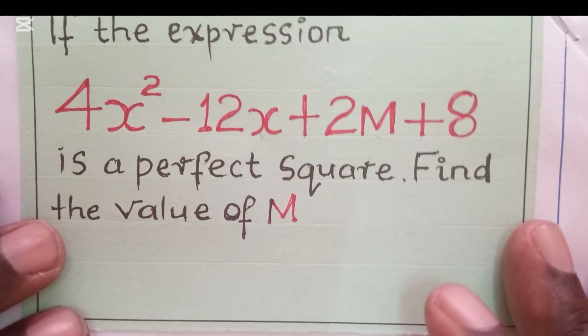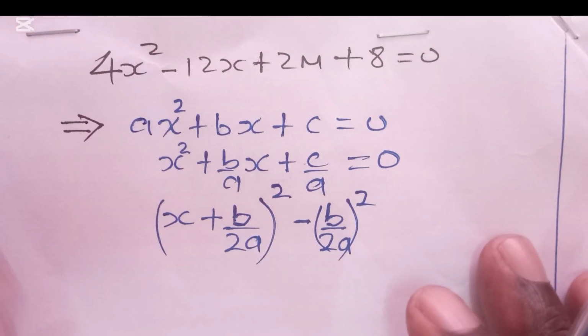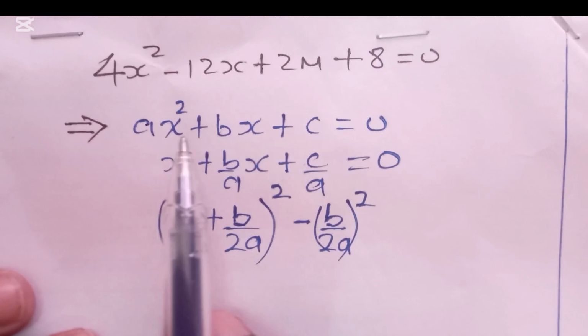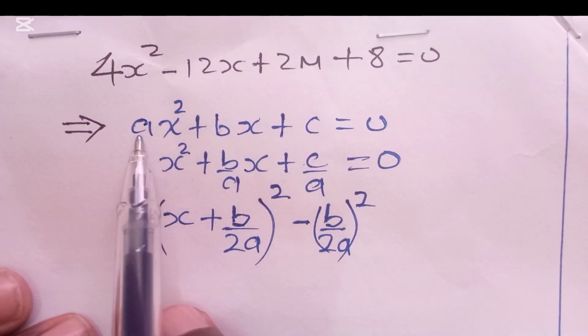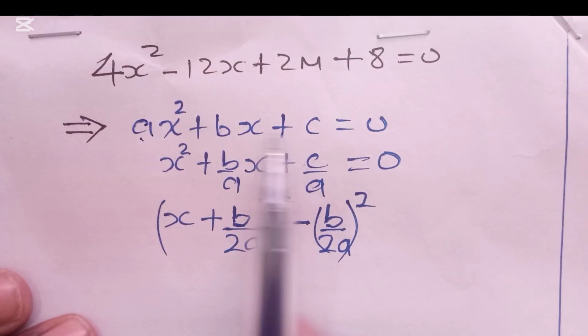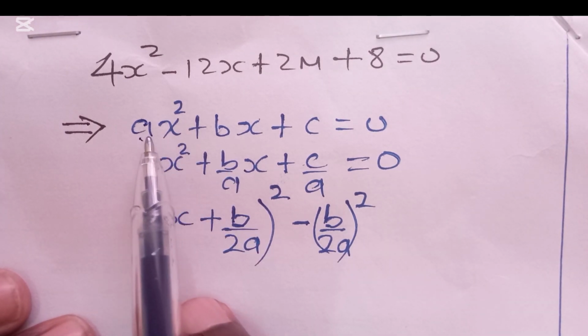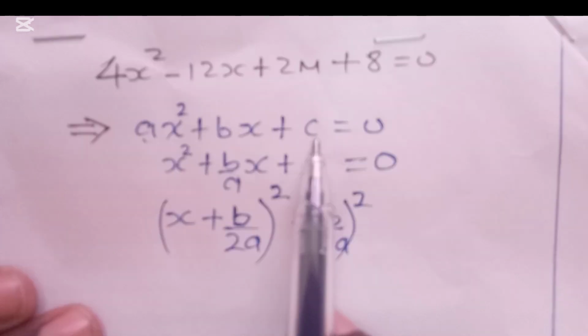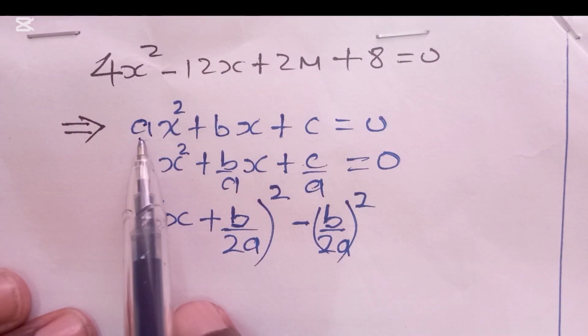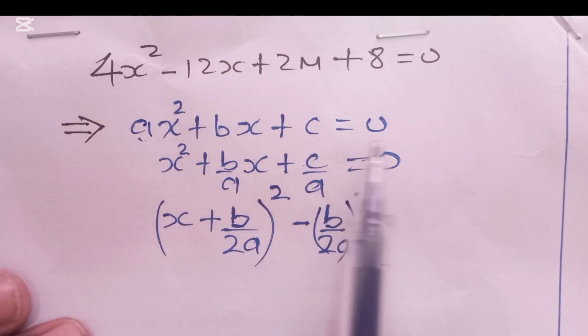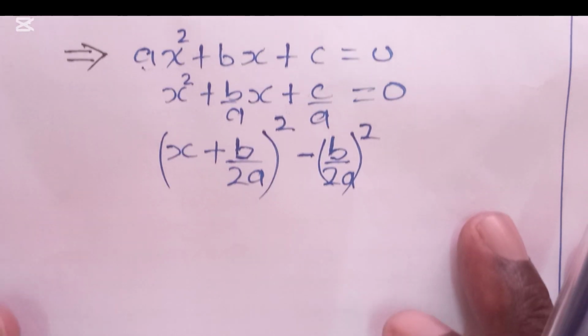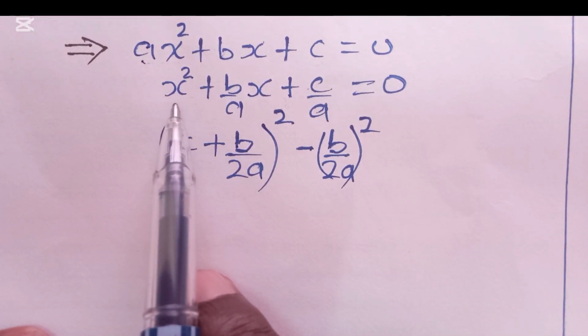Guys, I have already started to do this question, and what I have already done is that I am given an example of completing the square. So I have done the general quadratic equation, which is ax squared plus bx plus c is equal to 0. From there you come and divide by a throughout.